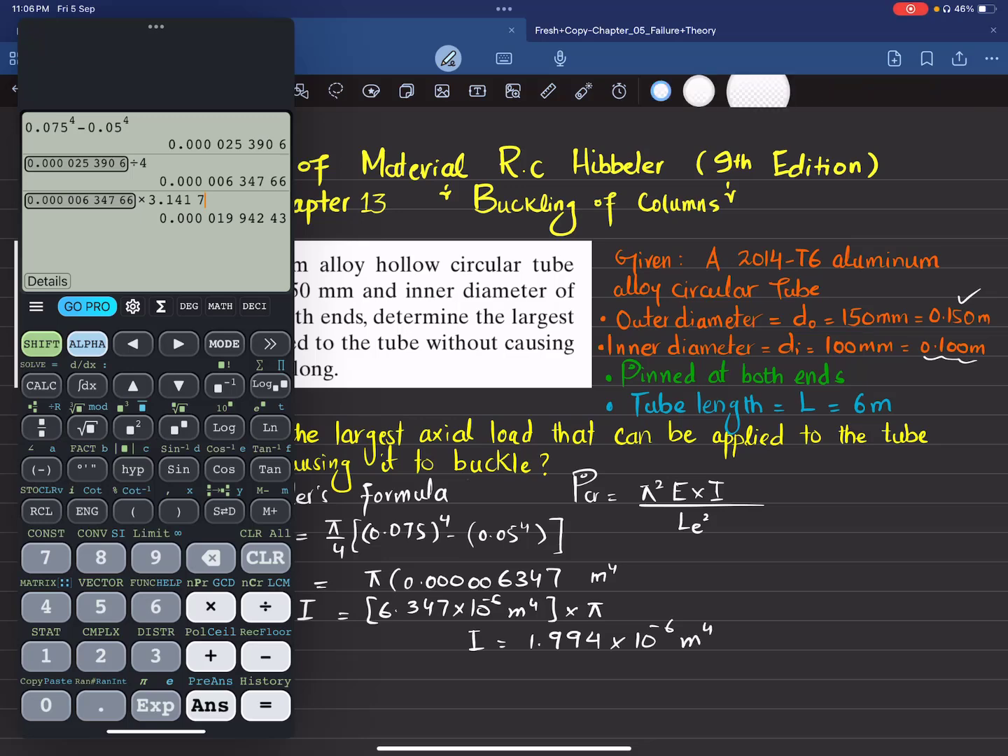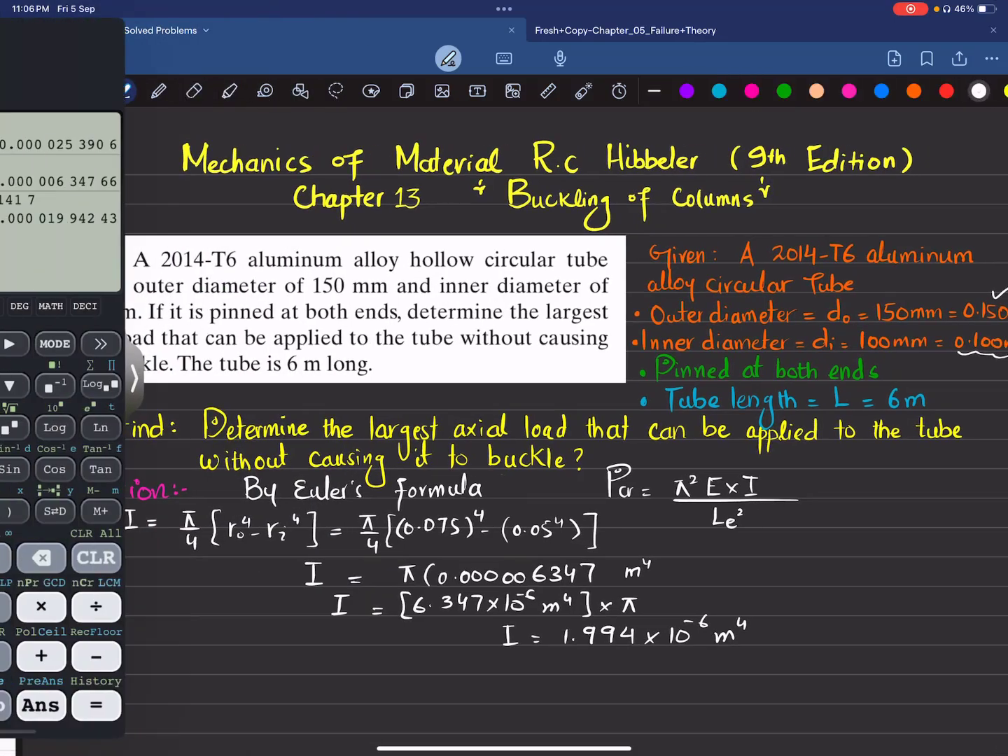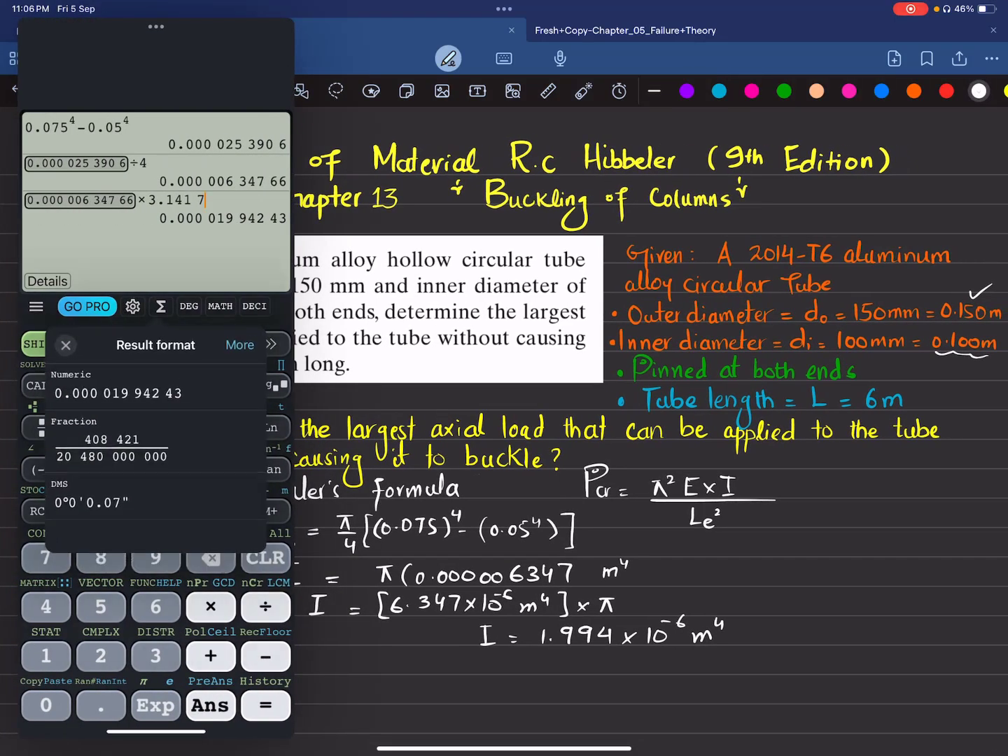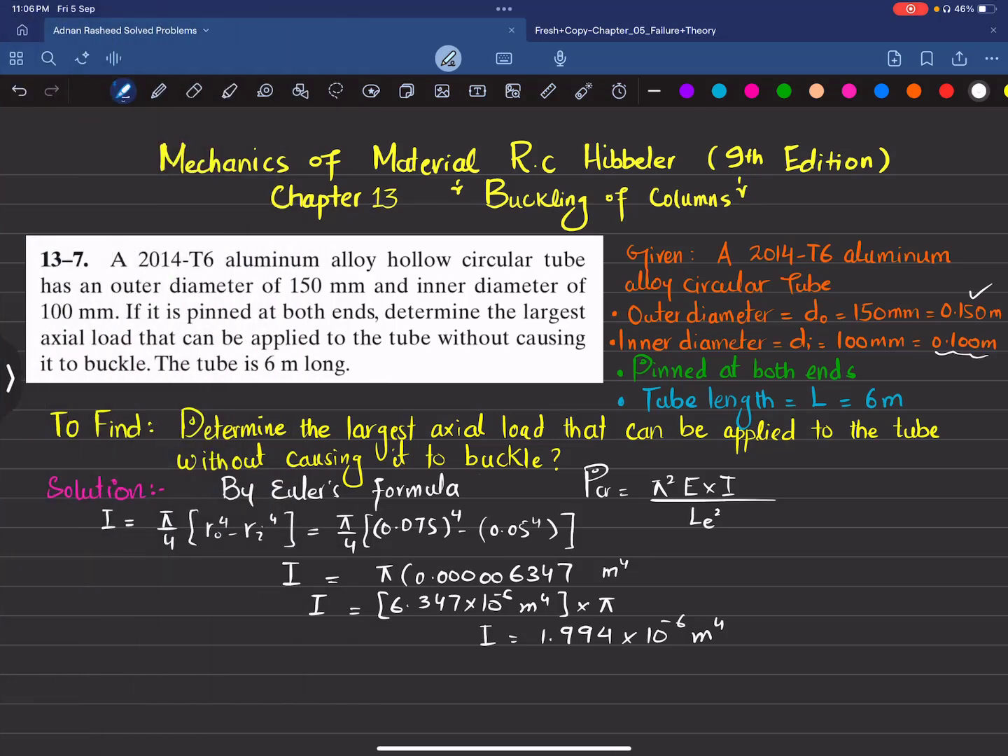So let me check it. You can see that here this is 1, 2, 3, 4, 5, 6. So actually this is 19.9. Let me correct it. This is 19.94 into 10 to the power minus 4.